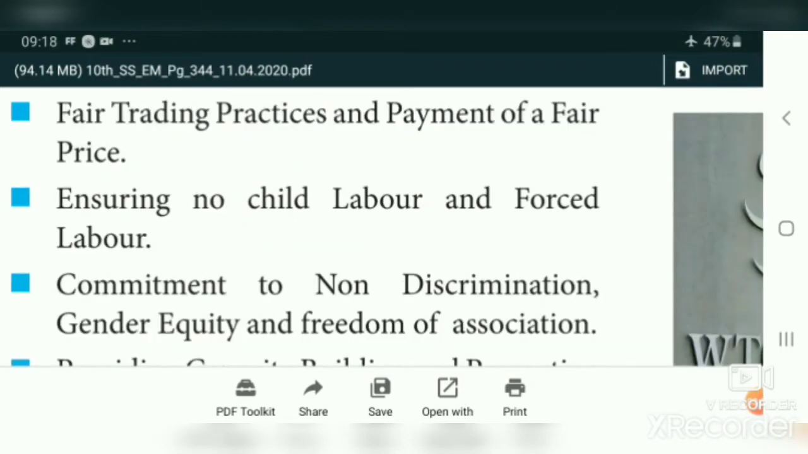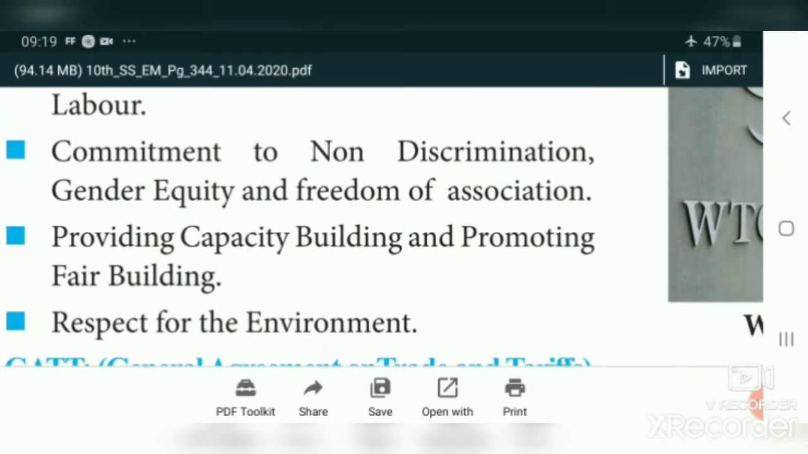Fair trading practices and payment of a fair price. The trading practices must be fair and there must be a fair price. Ensuring no child labor and forced labor. It ensures there is no child labor and bonded labor. Commitment to non-discrimination. It gives equality to all people and gender equality, that is, equal salary to male and female, and it gives freedom to form associations.